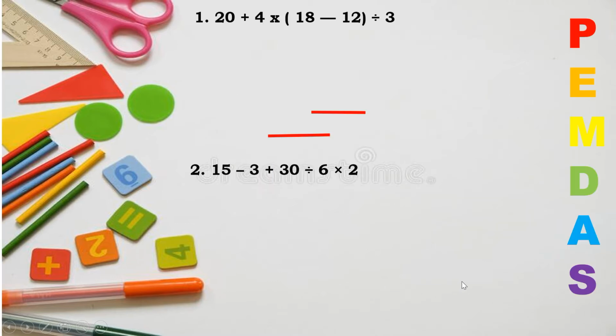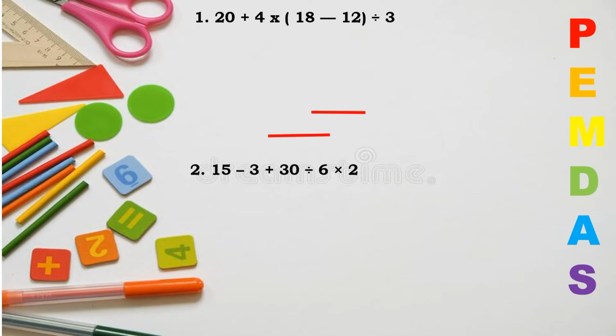So let us have this example. We have here 20 plus 4 times 18 minus 12 divided by 3. Okay, so here is the PMDAS, parenthesis first, then wala naman pong exponent. Ibig sabihin ng exponent or E is exponent. So we're going to use PMDAS. Okay, so balik tayo dito sa problem.